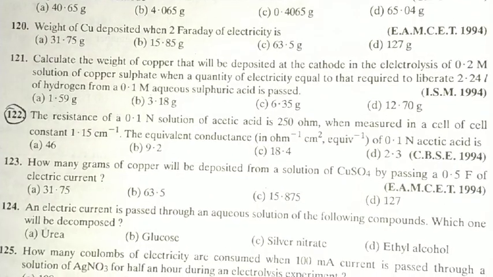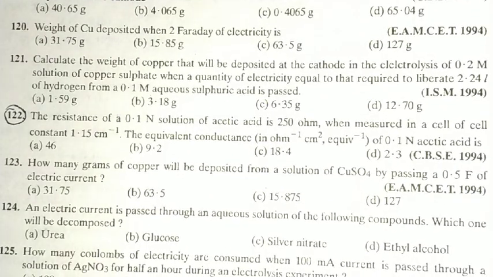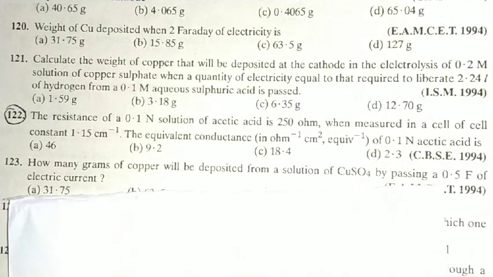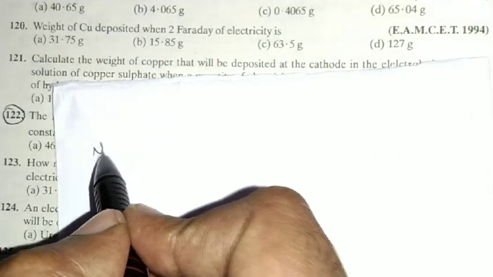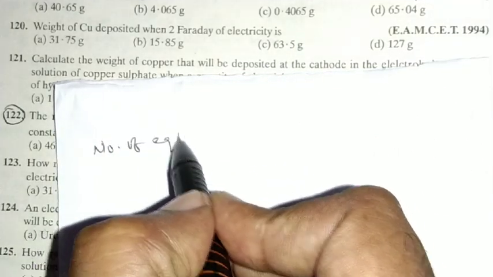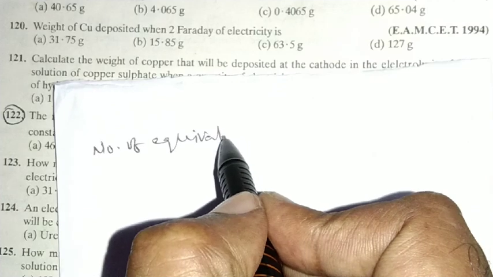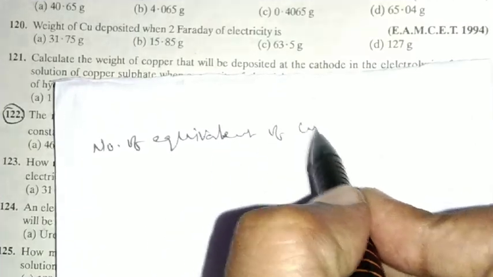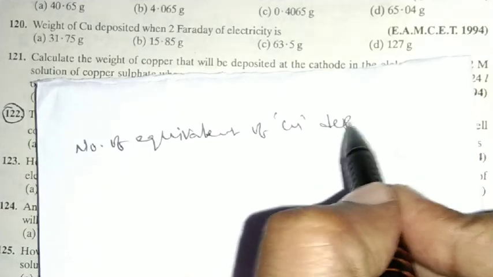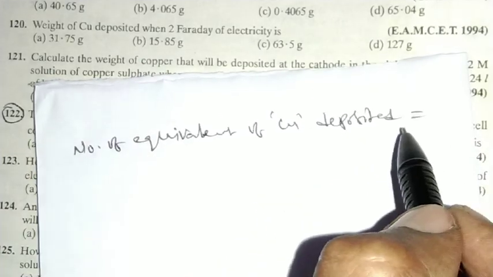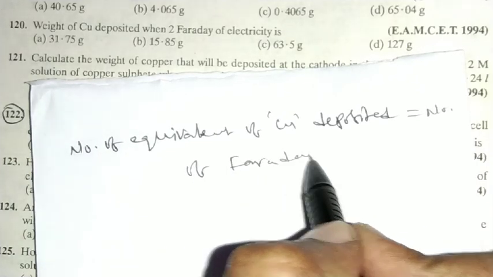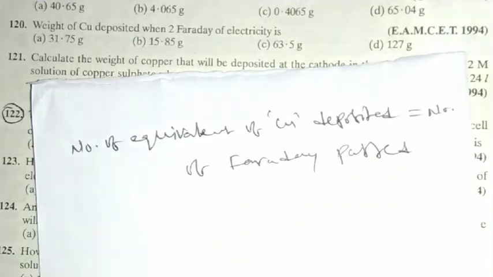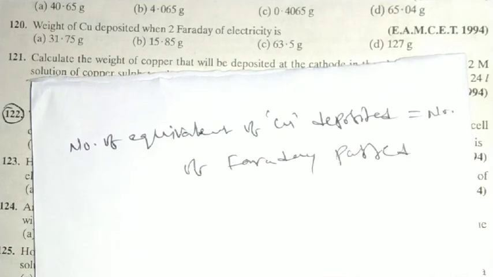Weight of copper deposited when 2 Faraday of electricity is passed. So this is the direct question. Here you can remember one small formula. Number of equivalents of any metal deposited, here copper is given, is equal to the number of Faraday passed. Okay, the number of equivalents of metal deposited is equal to the number of Faraday passed. That is the basic formula.